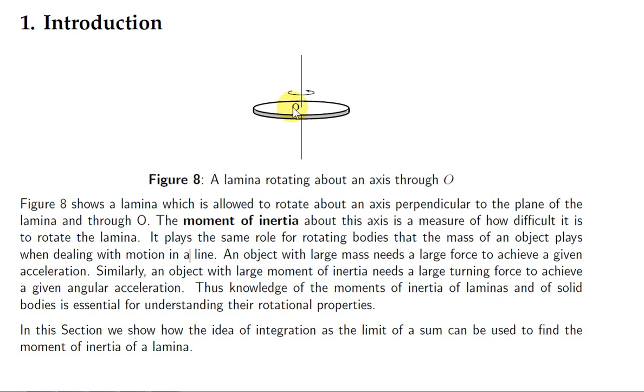Here we have a lamina rotating about an axis through O. The moment of inertia about this axis for the lamina is a measure of how difficult it is to rotate the lamina. So it plays the same role as the mass of an object does when we are trying to accelerate a mass, get a mass moving in a straight line. The bigger the moment of inertia of a rotating object, the more difficult it is to rotate it.